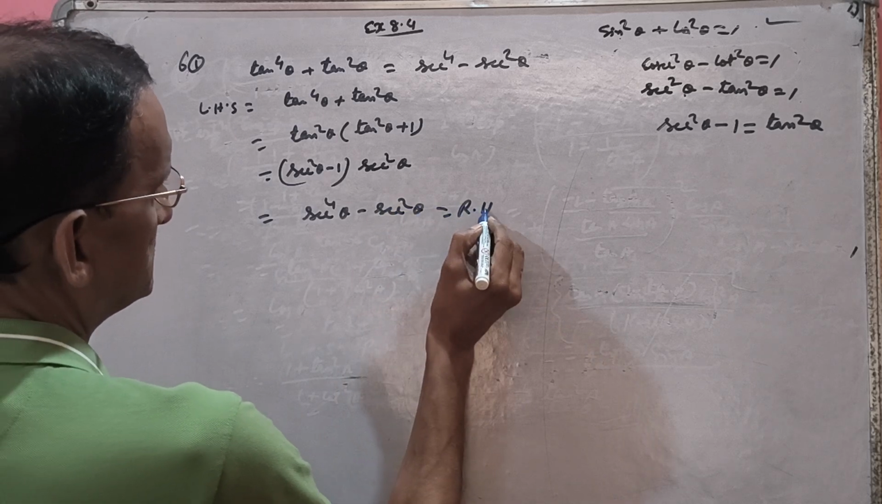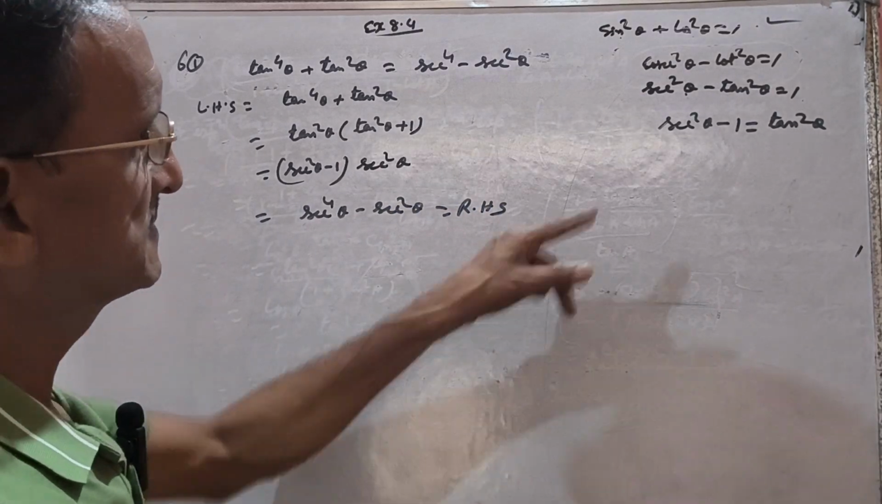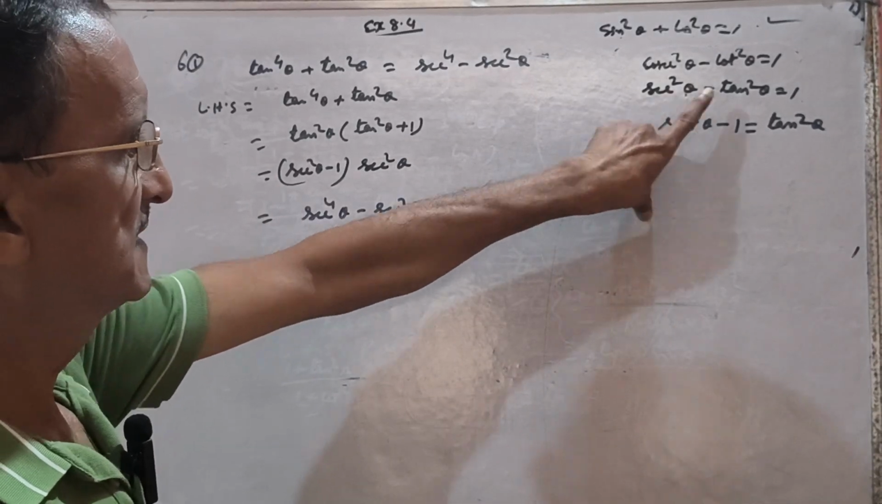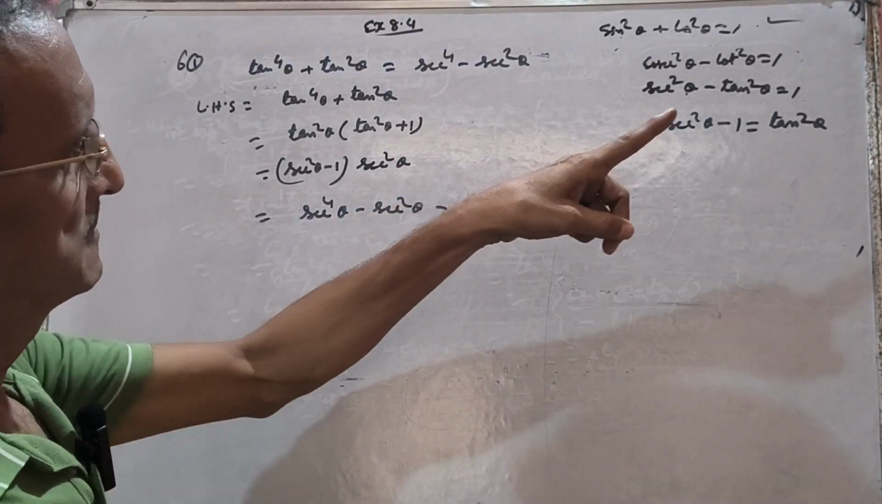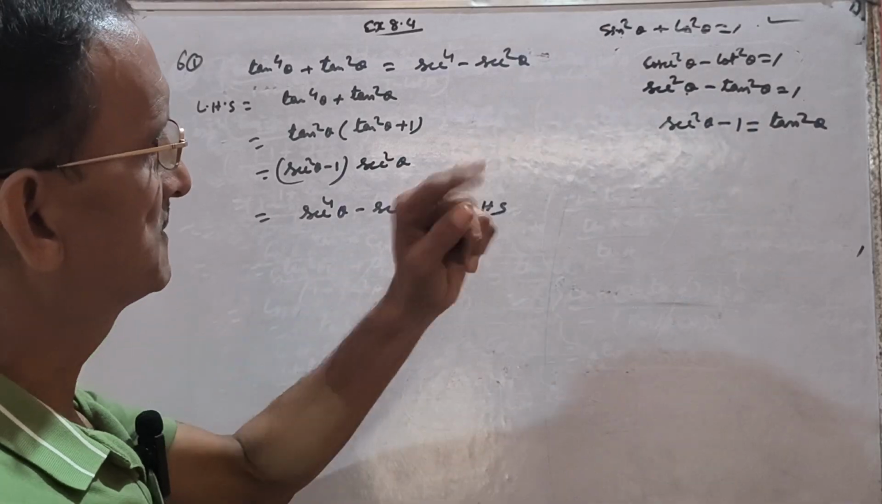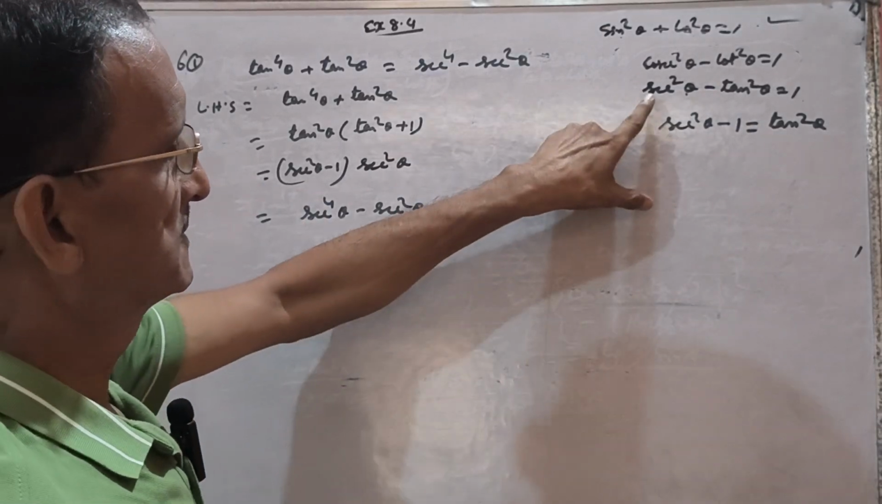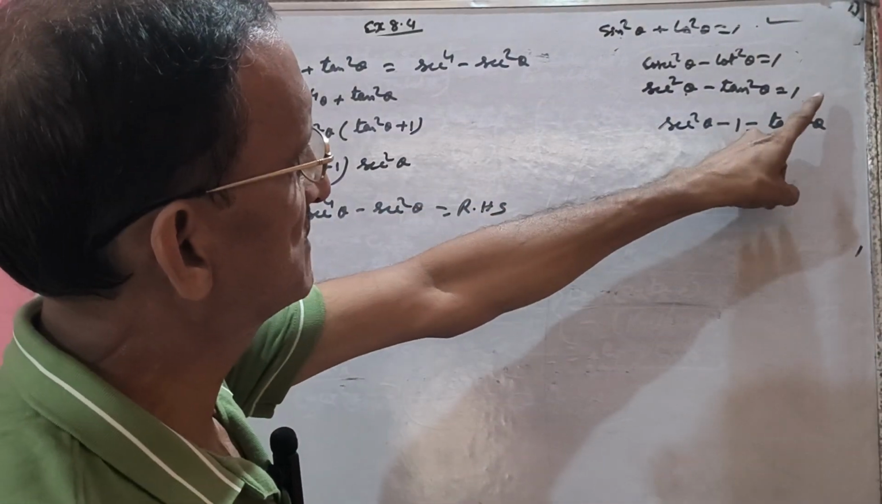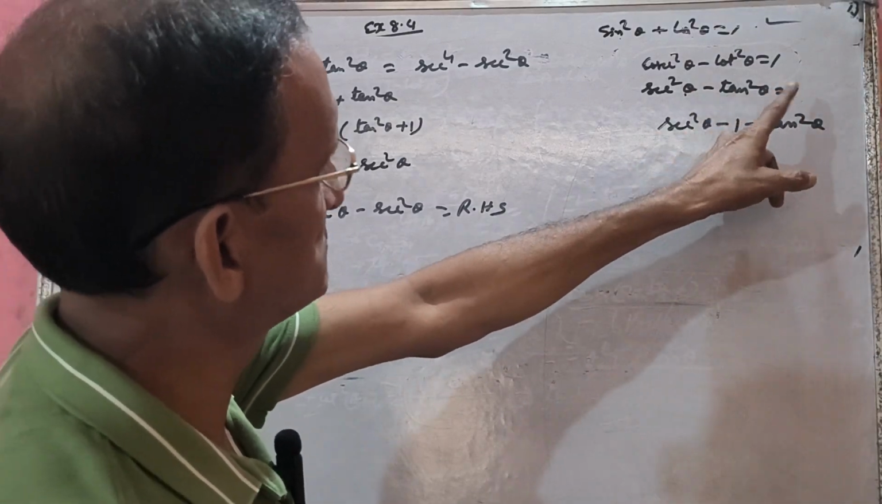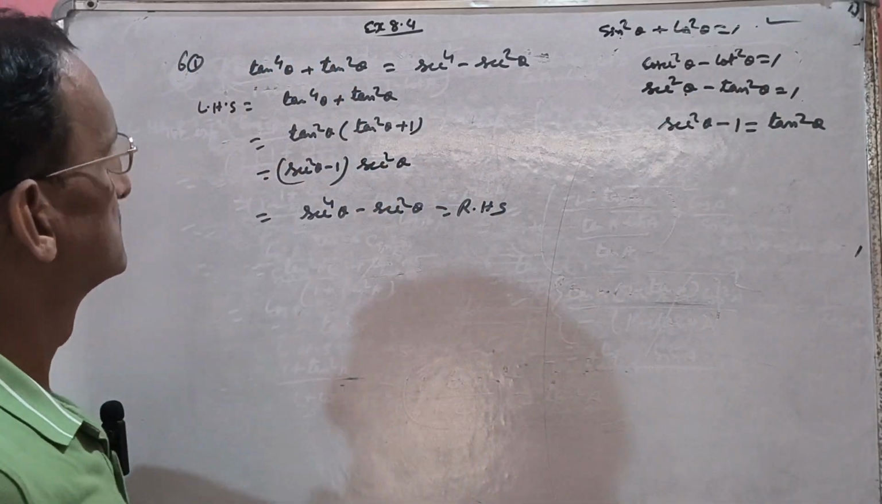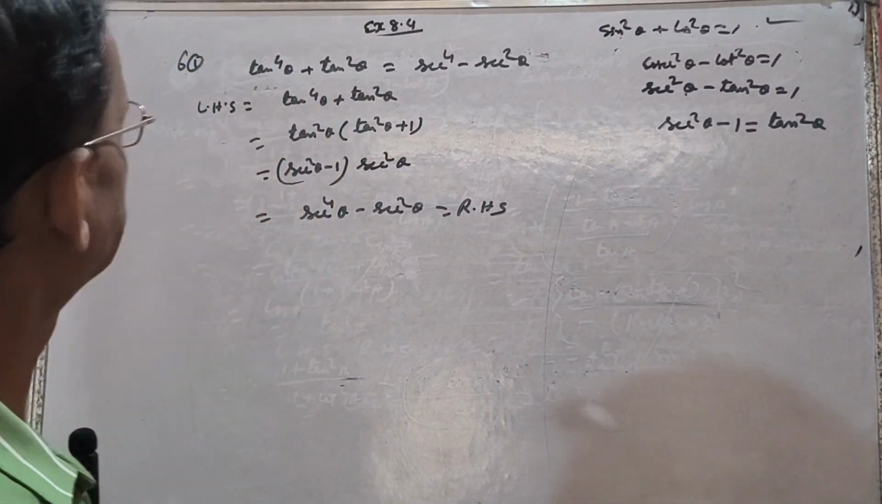And this was the RHS. We have used this identity here, okay? Sec and tan: sec can be converted in terms of tan, tan can be converted in terms of sec. What is sec square equal to? 1 plus tan square. But what is tan square equal to? Sec square minus 1. Keep it, remember this.